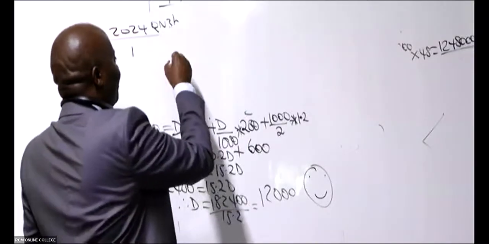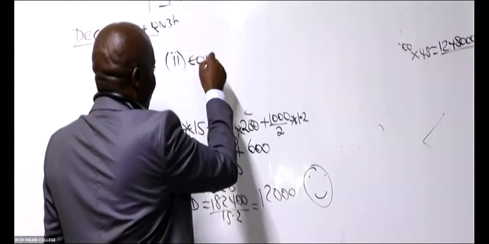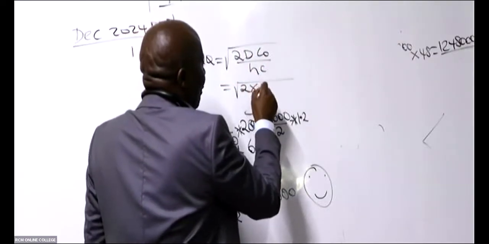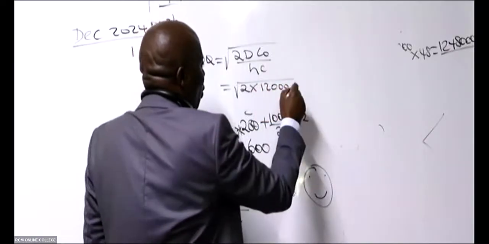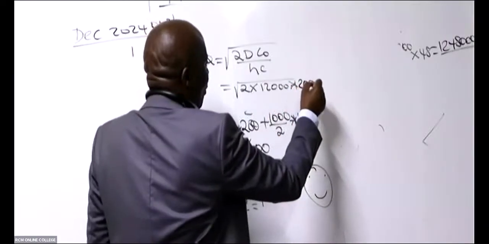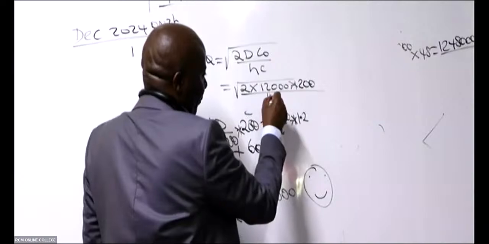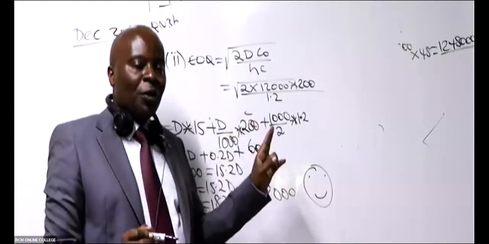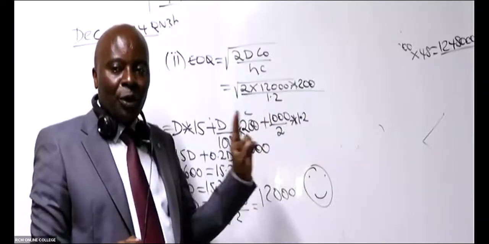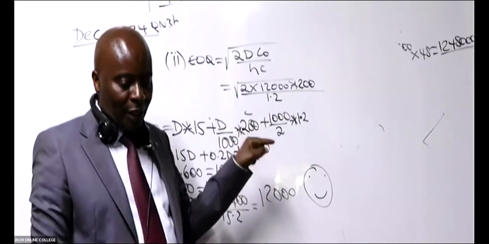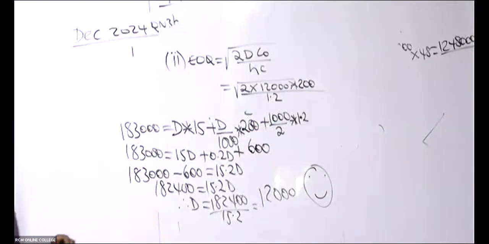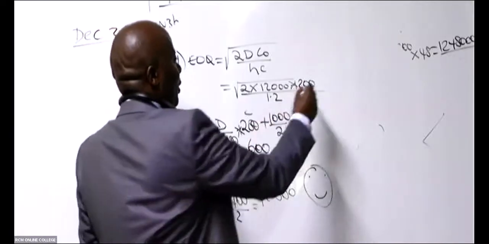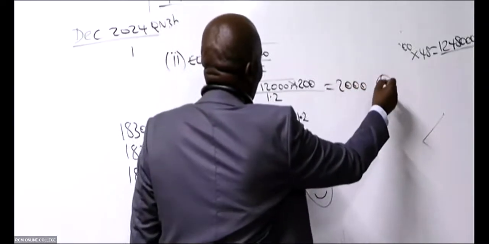Let me do it. So EOQ will be the square root of 2 DCO over HC. Annual demand, you gave me a figure of 12,000, isn't it? Cost per order is 200, and the holding cost you gave me was 1.2. We forget the square root first: 2 times 12,000 times 200, then divide by 1.2. At the end we take the square root. That gives 4 million, and the square root gives us 2,000. Great. So far, we are all smiles.